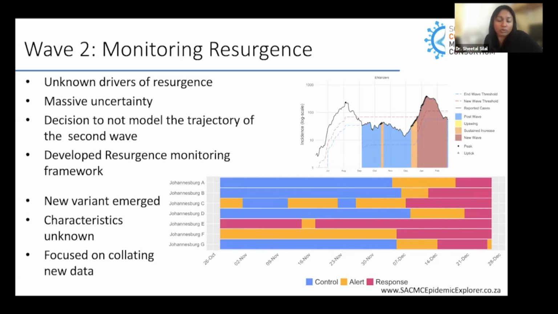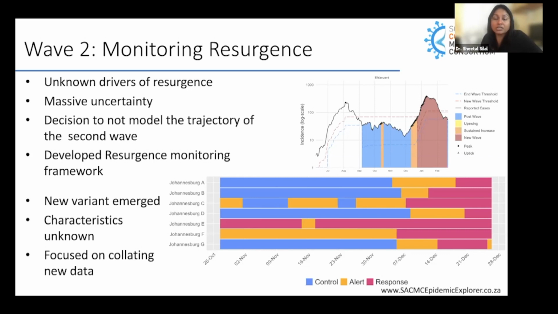In light of all of this considerable uncertainty, we were unable to find or to pin down which drivers were causing this resurgence. And we made the very unpopular decision at the time to not model. And we made this decision because if we were to choose certain mechanisms as what were increasing infection, and they were not actually increasing infection, then we would be providing a completely incorrect set of projections.